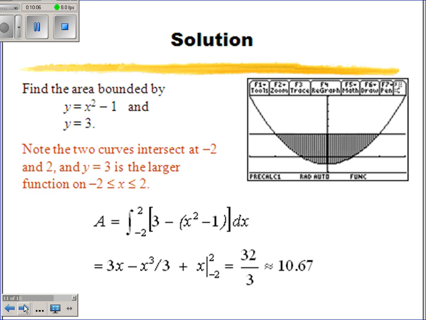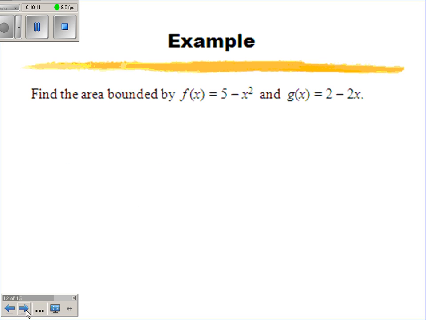Okay, and that's just a graph and shows how it's set up there. Okay, area bounded by these two functions. Again, we've got a parabola. This time the parabola is going downward because of the minus in front of the x squared, but then it's all going to be shifted up by 5. So it's starting up here and it's going to go downward.